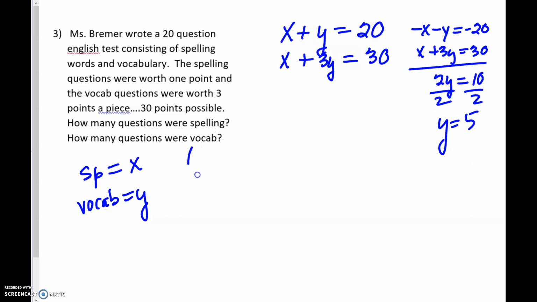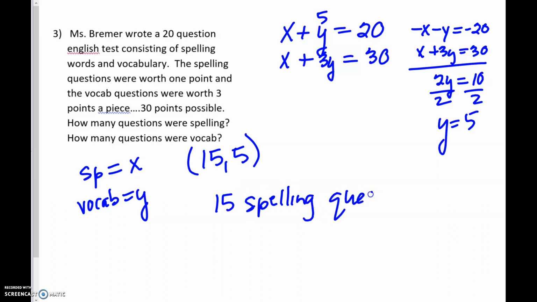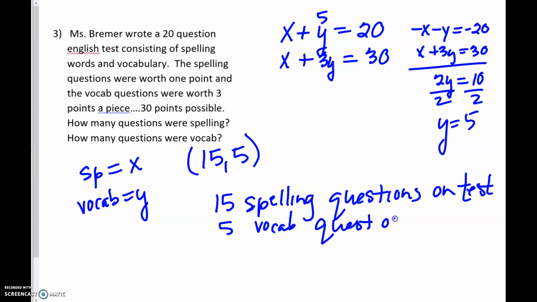So what does that mean? Well, if we go back to this ordered pair and we put a 5 in here, that means there were 15 for x and 5 for y. And what does that mean? There were 15 spelling questions on the test, and it means that there were 5 vocab questions on the test. All right, so that's what that ordered pair means.